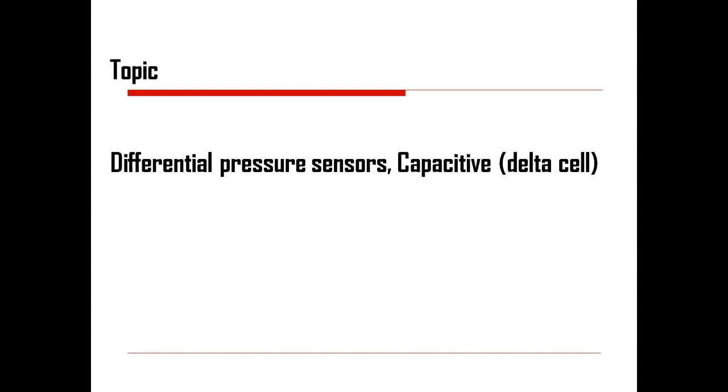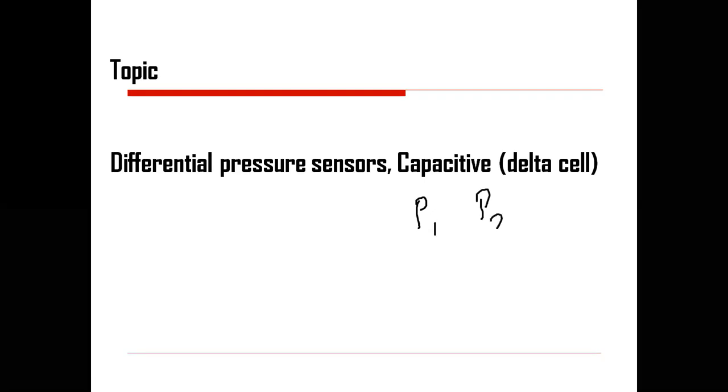The point which we are going to study is the differential pressure sensor, and that differential pressure sensor is nothing but a delta cell type of sensor. Now, differential pressure, how are we going to specify? Suppose I have two pressures, P1 and P2, and we have a U-tube manometer with us.